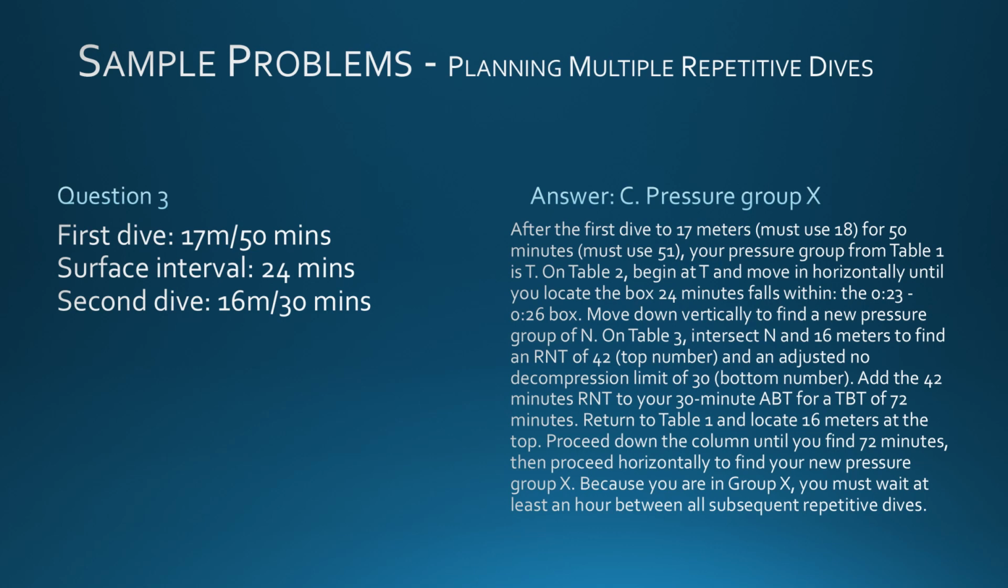Return to Table 1 and locate 16 meters at the top. Proceed down the column until you find 72 minutes. Then proceed horizontally to find your new pressure group, X. Because you're in group X, you must wait at least an hour between all subsequent repetitive dives.